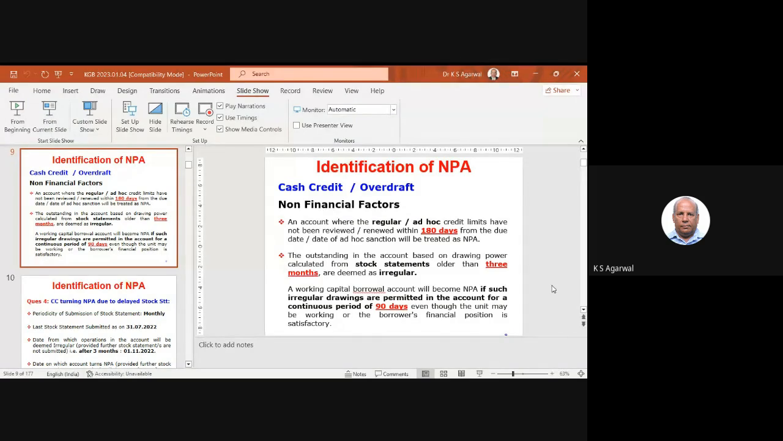And if I continue to allow operations in this account in April, based on the stock statement of December, my drawings will be treated as irregular. And if such irregular drawings are permitted in the account for a continuous period of 90 days, this account will become NPA. So for an old stock statement, this account can become NPA. For non-renewal, non-review of limits, this account can become NPA.